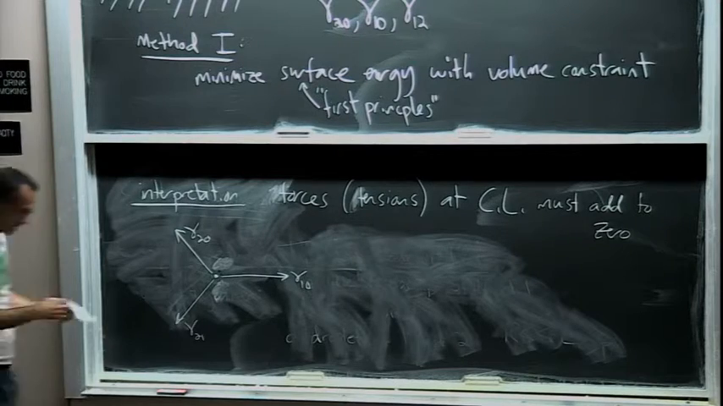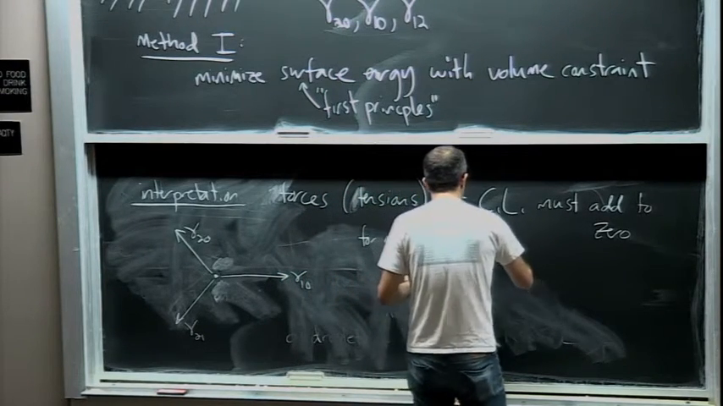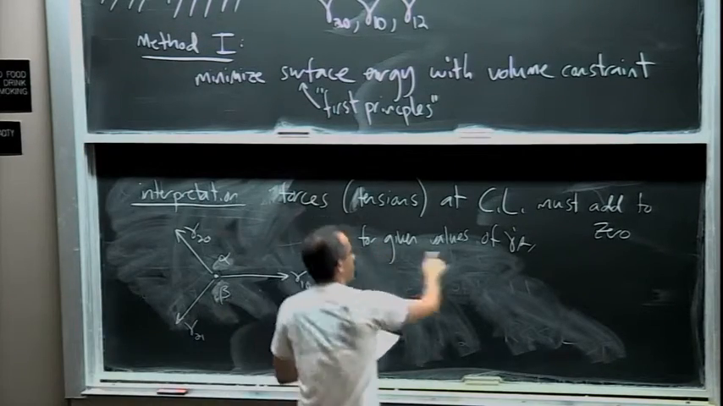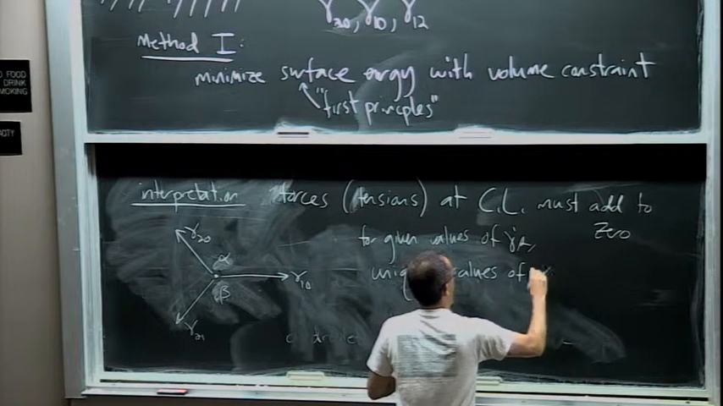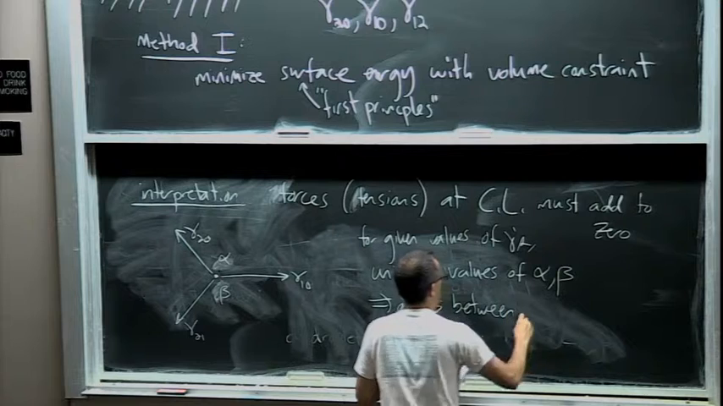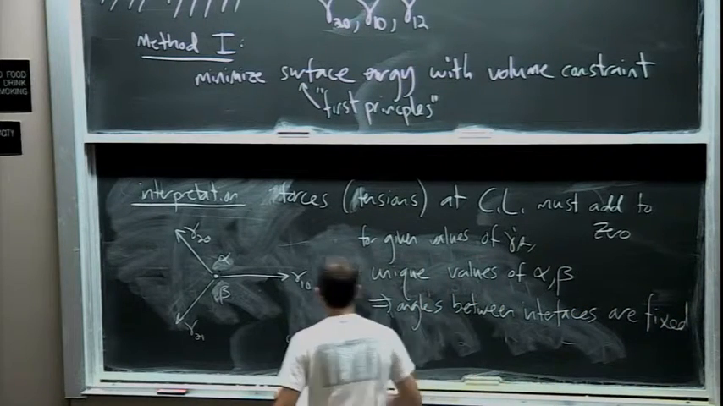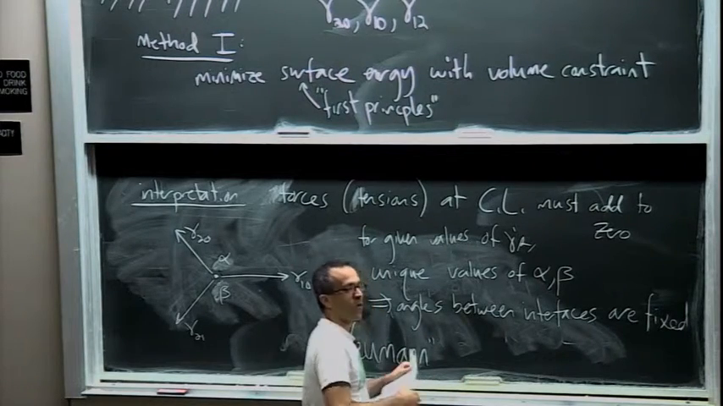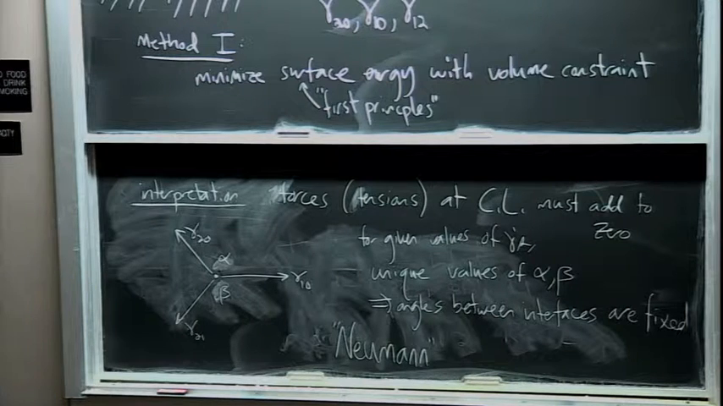So the point here is that for given values of the gammas, in order for the forces to balance, the interfaces have to meet at fixed angles. For given values of gammas, there are unique values of alpha and beta. That means the angles between the interfaces are fixed. This finding comes from someone named Neumann, and I think this is the same Neumann from the Neumann boundary condition, right? Instead of sticking the value somewhere, you fix the slope. That's sort of what we're doing: we're fixing the slopes, and saying the relative slopes of these lines have to be the same.